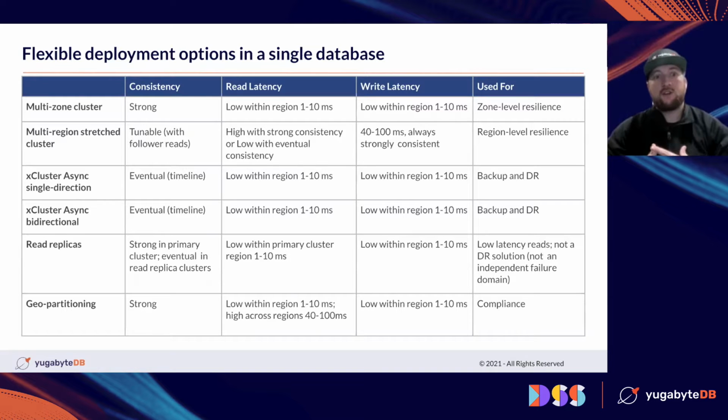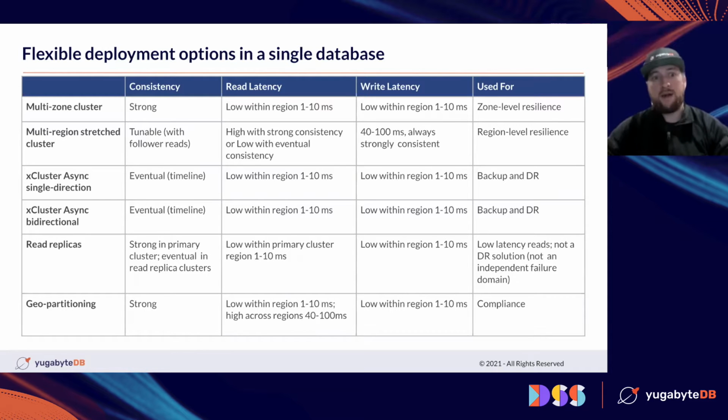Next is that cross-cluster async single direction. Now, I actually didn't talk about this, but with asynchronous replication, there are two different ways you can set it up. First is single direction, and then there's bidirectional. In single direction, you still have that eventually consistent timeline for consistency, and you have that low read and write latencies. And you normally want to use that for a backup or disaster recovery type of setup.